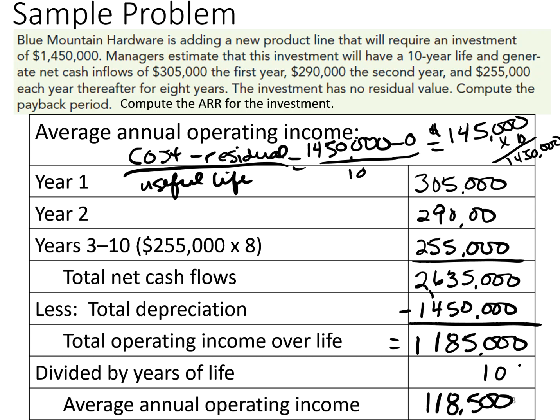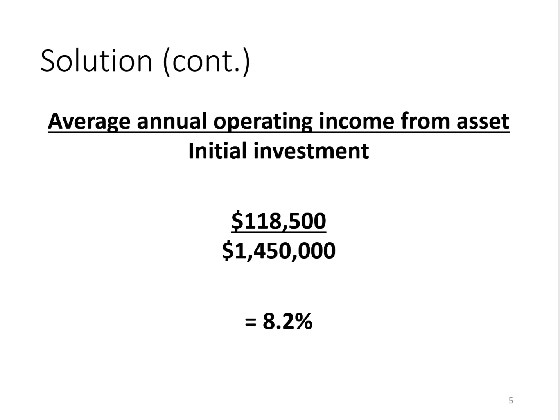the accounting rate of return. So I'm just going to flip to the slide that has the formula on it: average annual operating income from the asset divided by the initial investment. Well, we just calculated the $118,500. Go ahead and divide that by the initial investment, and that gives us an ARR of 8.2%.